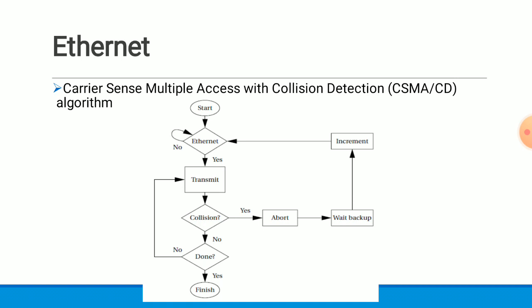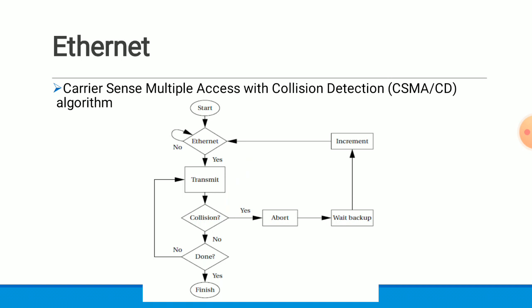The CSMA/CD algorithm is given in the figure. Here, if a node has data to transmit, it listens to or senses the Ethernet channel, and if the channel is free, it starts transmitting data. So it checks whether the channel is free or not. If the channel is free, then the node transmits its data.